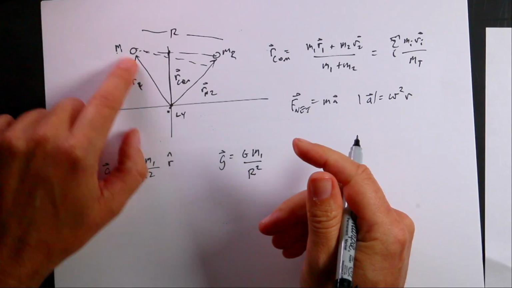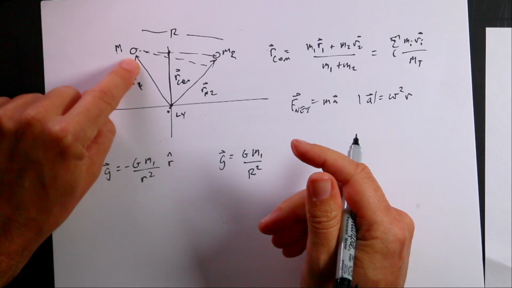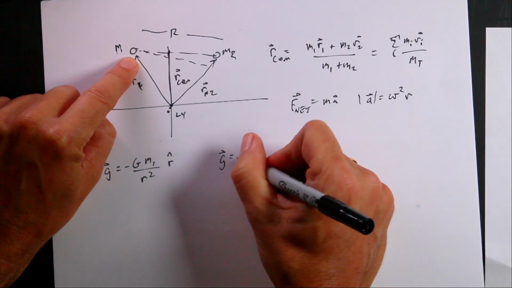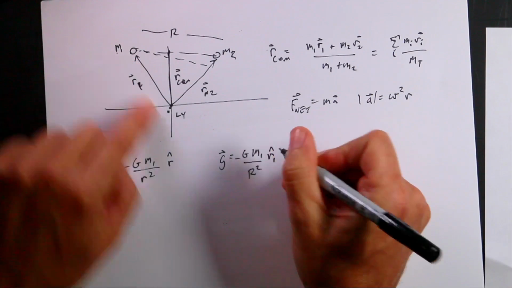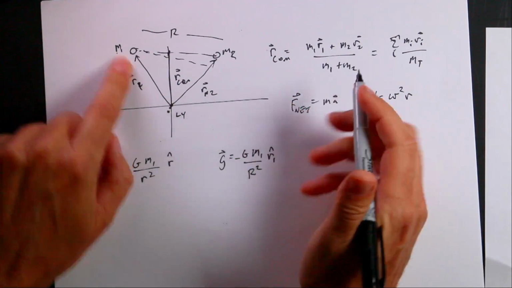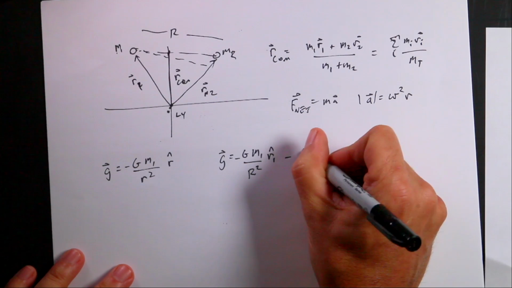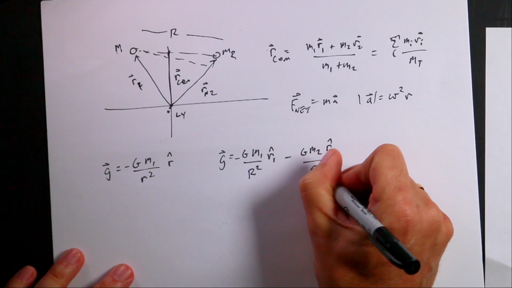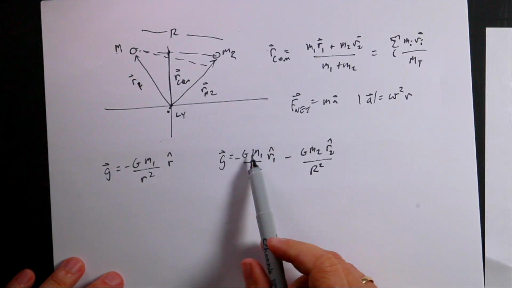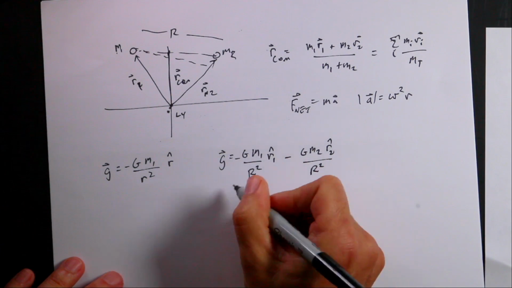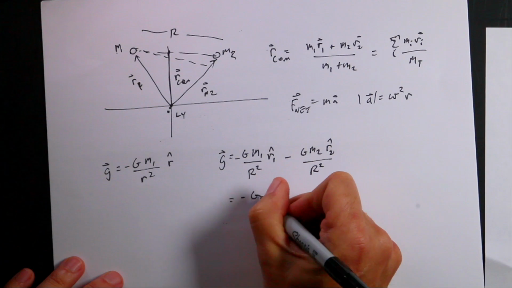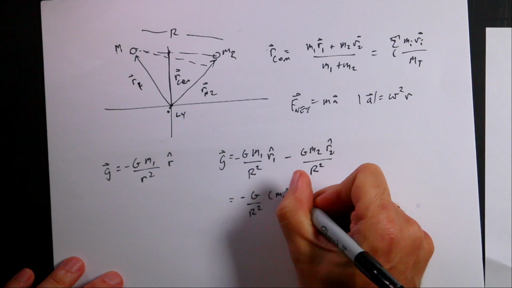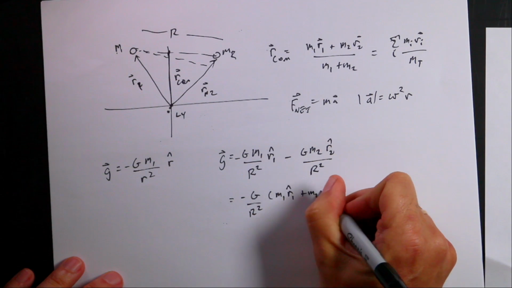But now I need to multiply it by a unit vector in the direction of r1 hat, so that it's in the correct direction, and that's actually negative r1 hat. So that's the gravitational field due to mass 1. Now for mass 2, it's going to look the same: minus G m2 r2 hat over r squared. So I can factor out a G and an r squared, and I get negative G over r squared times m1 r1 hat plus m2 r2 hat.